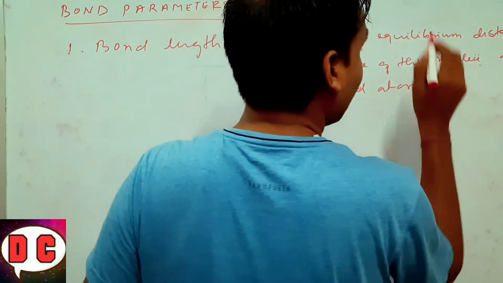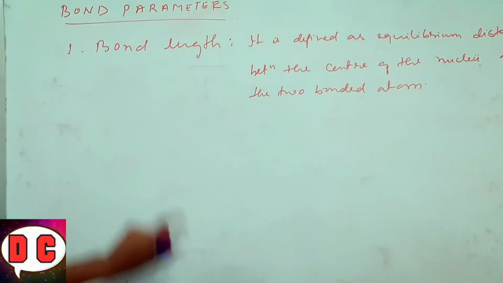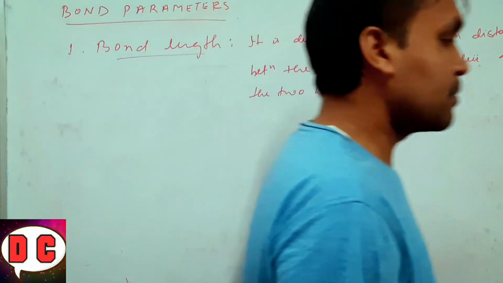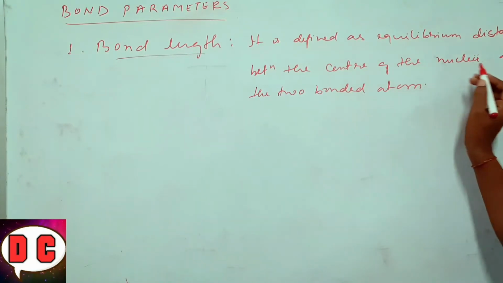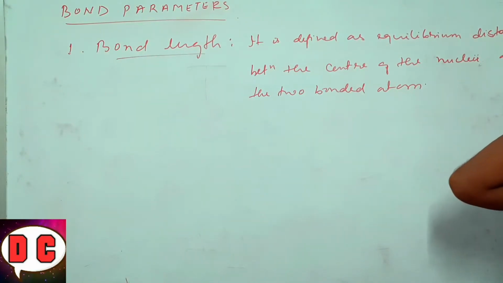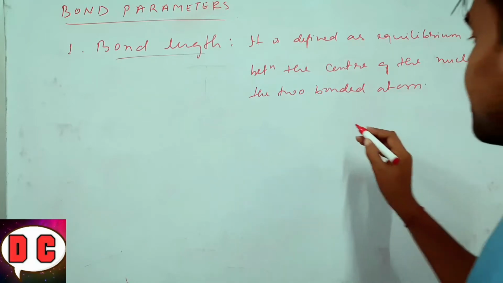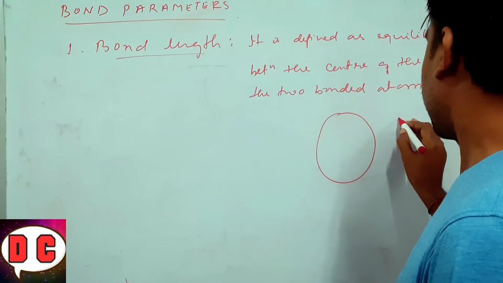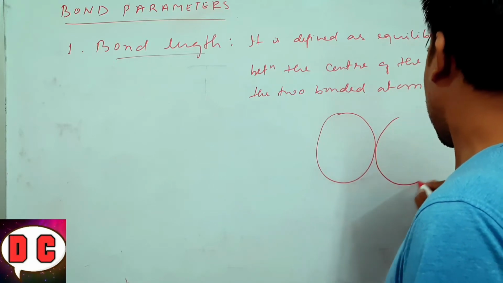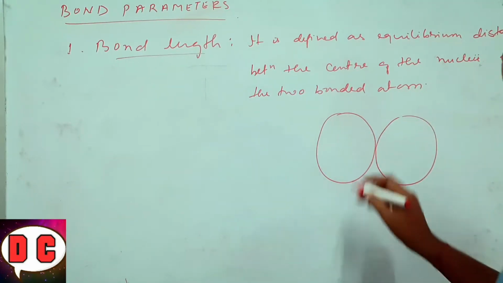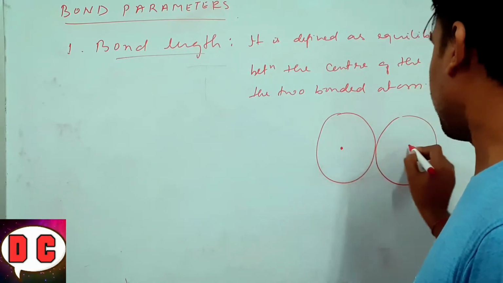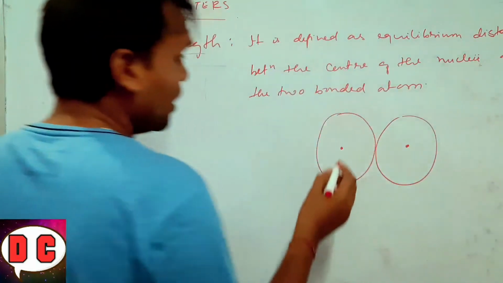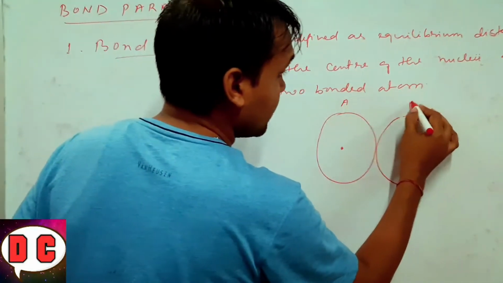Now what does it mean? Let me tell you. Bond length is defined as the equilibrium distance between the center of the nuclei of the two bonded atoms. Let us try to understand. Suppose there is one atom, this one, and there is another atom, this one. This is the nucleus of one atom and this is the nucleus of another atom. Suppose this is atom A and this is atom B.